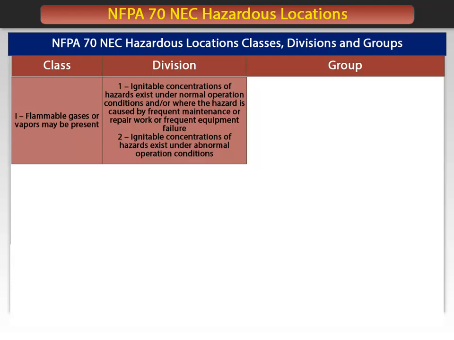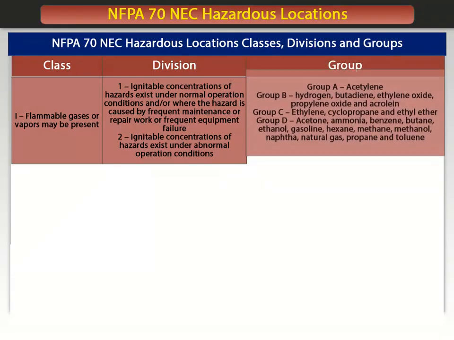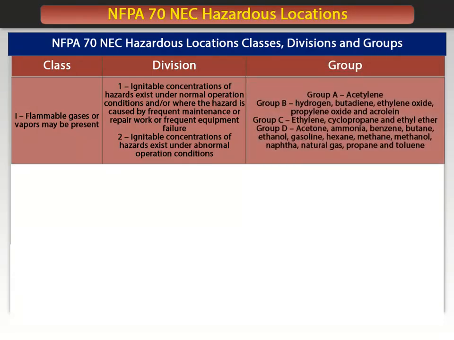Groups in this class and division are comprised of Group A, acetylene, Group B, hydrogen, butadiene, ethylene oxide, propylene oxide, and acrolein. Group C, ethylene, cyclopropane, and ethyl ether. Group D, acetone, ammonia, benzene, butane, ethanol, gasoline, hexane, methane, methanol, naphtha, natural gas, propane, and toluene.